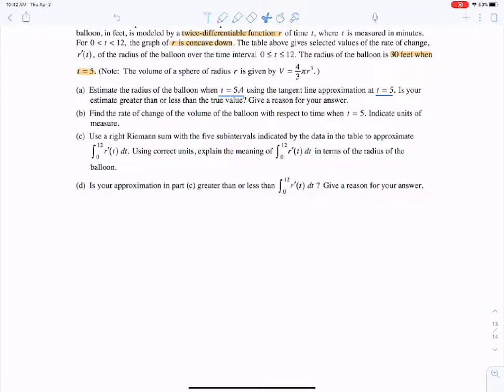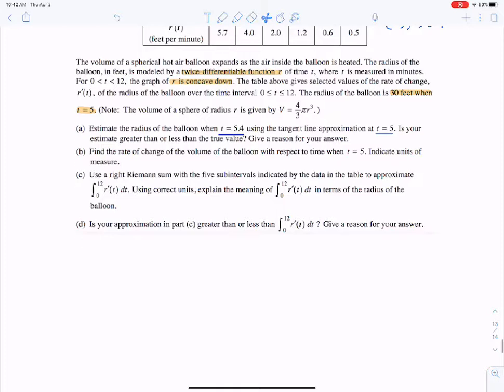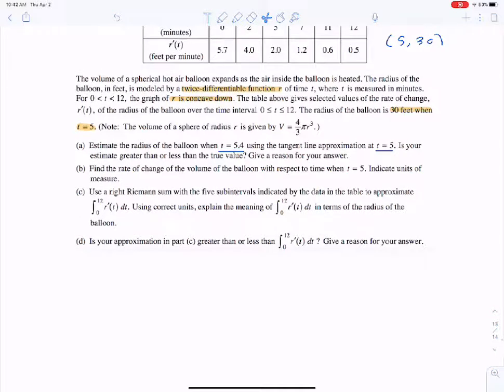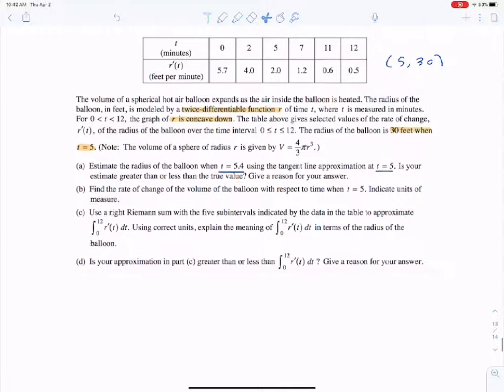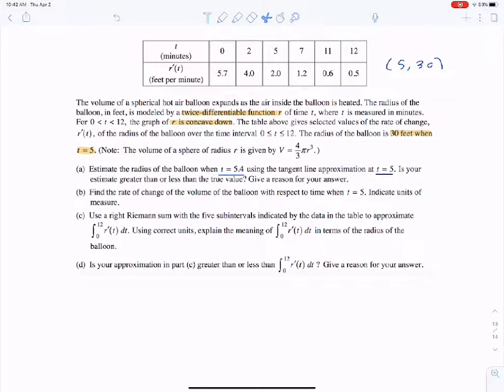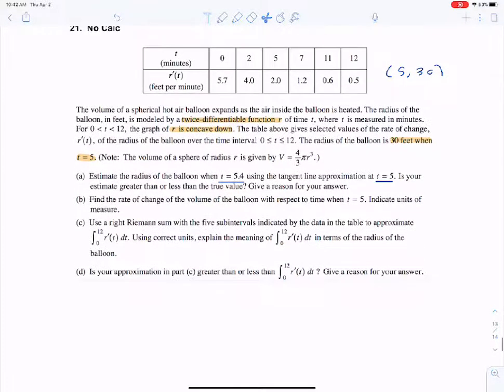Okay, find the rate of change of the volume of the balloon with respect to time t when t equals 5. Indicate units of measure. Okay, so let's see what we got here. That one confused me. I was like, didn't they give us that? No, but they're asking about the volume, not the radius. So, okay, we're asked to find the rate of change of the volume.